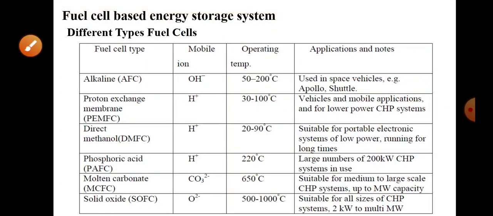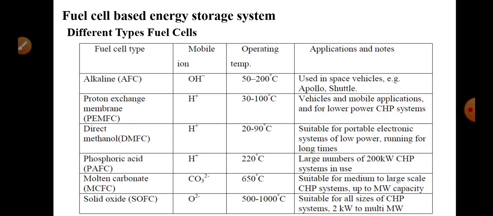This table shows the comparison between different fuel cells. First one, alkaline fuel cell. The mobile ion is OH minus because the electrolyte used is alkaline. Operating temperature is about 50 to 200 degrees Celsius, and it is used in space vehicles. Proton exchange membrane fuel cell. Ion is H plus. Operating temperature is about 30 to 100 degrees Celsius.